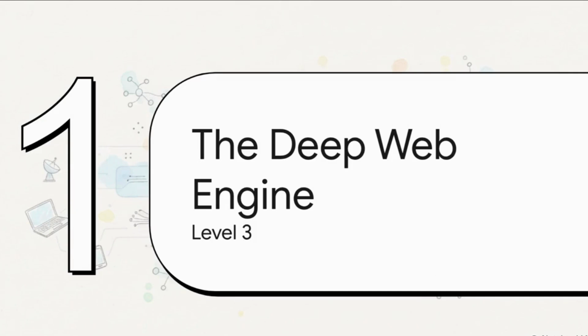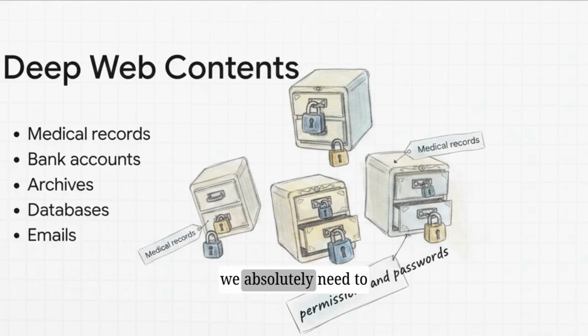Moving deeper, we hit Level 3, the Deep Web Engine. Okay, we absolutely need to clear up the biggest misconception on the internet right now. The deep web is not illegal. In fact, it is the engine of the world. It holds a staggering 90% of all data. We're talking medical records, bank accounts, university archives, corporate databases, and yes, your private emails.